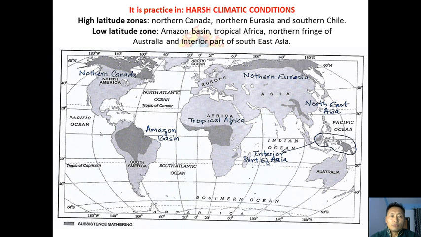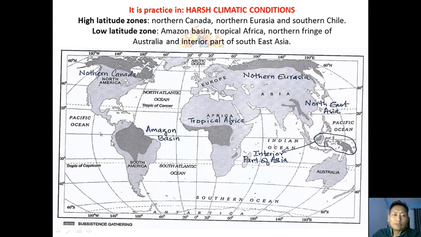As we already discussed, this type of activity is mainly practiced in regions with very harsh climatic conditions. Harsh here means regions in high latitude zones and low latitude zones. High latitude zones are those regions located very close to the north and south poles. Low latitude zones are those regions located very close to the equator.